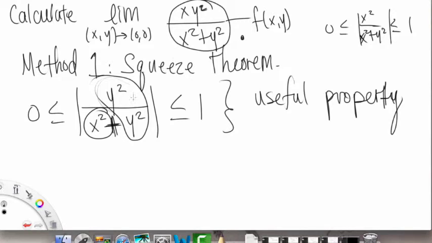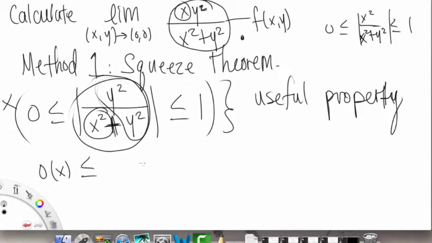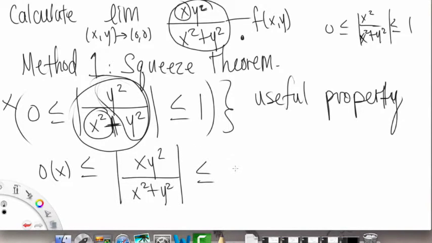So see here how we have everything here except for that x. We're missing this. So what we're going to do is multiply everything through by x, okay? So if we have 0 times x on the left, and then we have an x in there, x times y squared over x squared plus y squared. So we got what we wanted in the middle, right? And then we have an x times that 1 over there. Okay, and I did absolute value of x just in case, right?